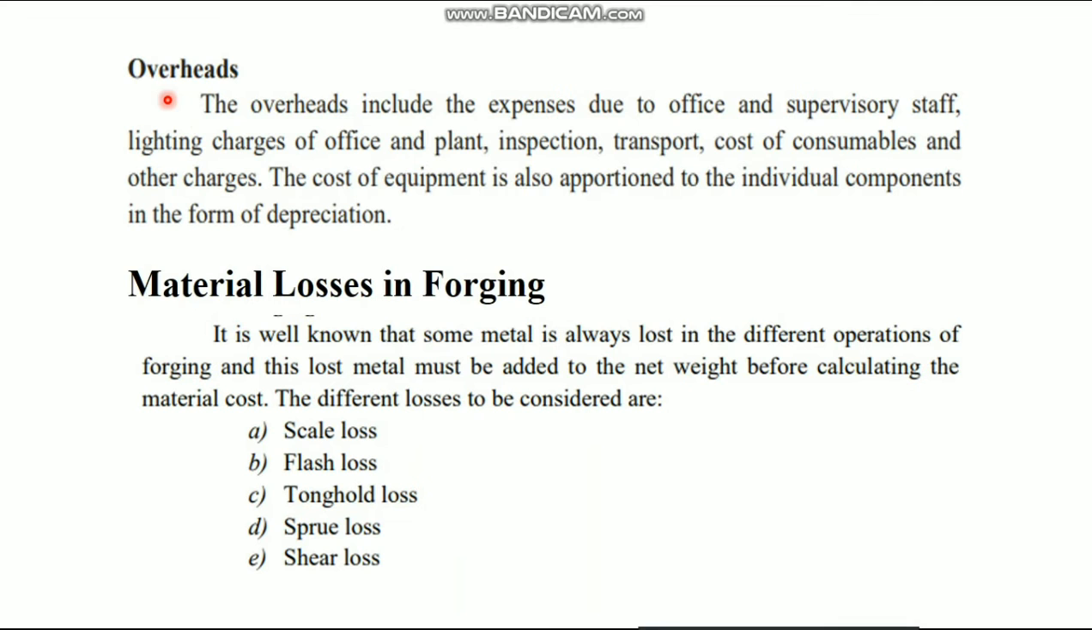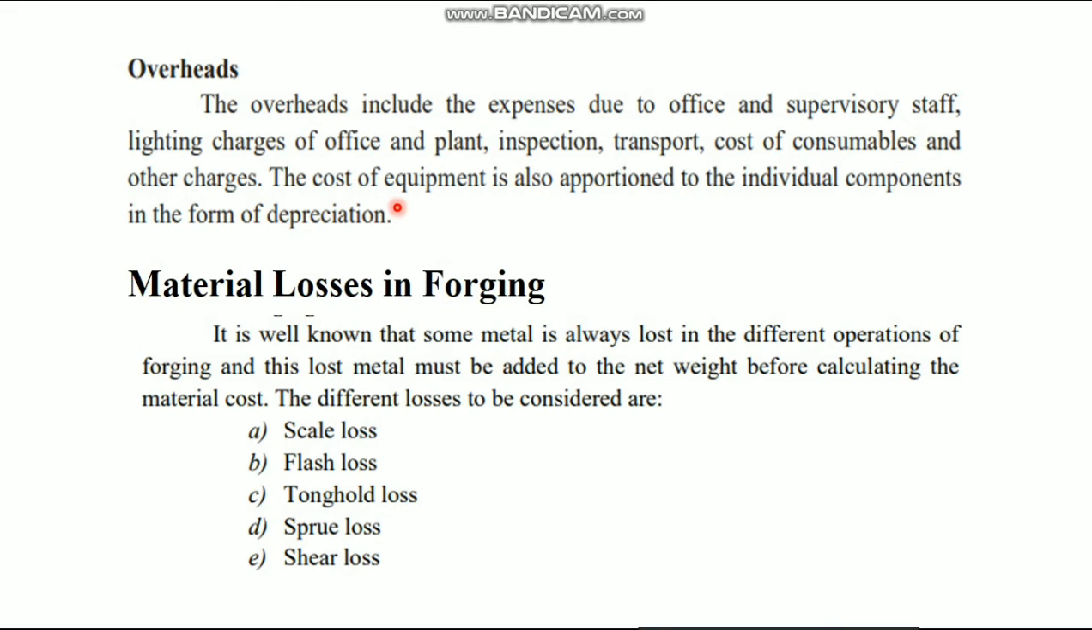Then overheads. The overheads include the expenses due to office and supervisory staff, lighting charges of office and plant, inspection, transport, cost of consumables and other charges. The cost of equipment is also shared to the individual components in the form of depreciation.